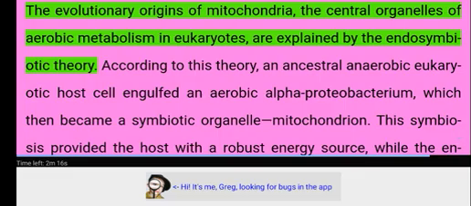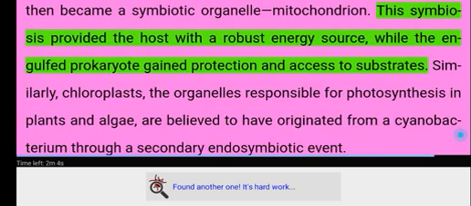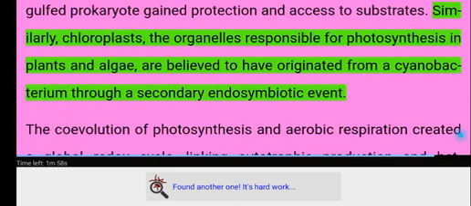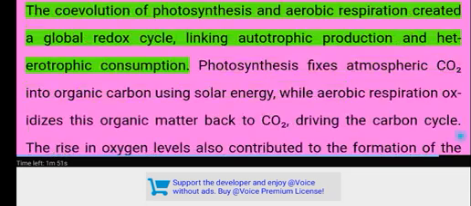The evolutionary origins of mitochondria, the central organelles of aerobic metabolism in eukaryotes, are explained by the endosymbiotic theory. According to this theory, an ancestral anaerobic eukaryotic host cell engulfed an aerobic alpha proteobacterium, which then became a symbiotic organelle, the mitochondrion. This symbiosis provided the host with a robust energy source, while the engulfed prokaryote gained protection and access to substrates. Similarly, chloroplasts, the organelles responsible for photosynthesis in plants and algae, are believed to have originated from a cyanobacterium through a secondary endosymbiotic event.